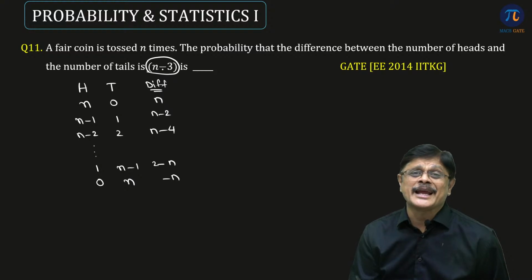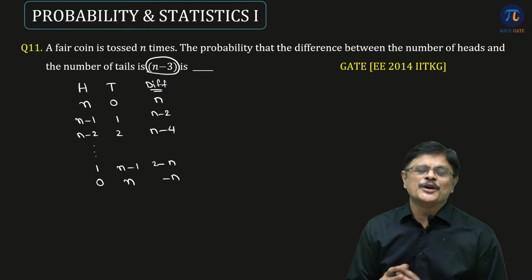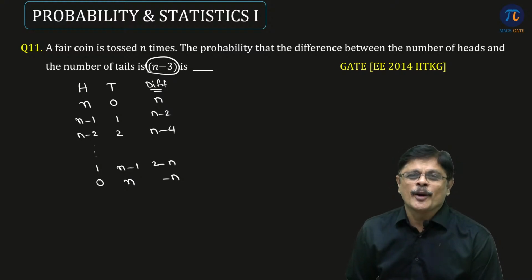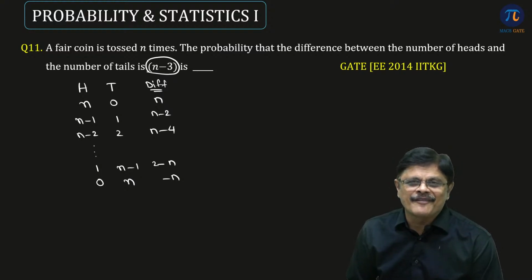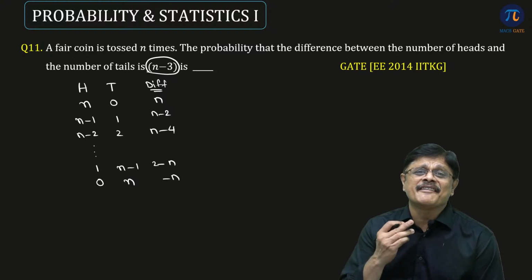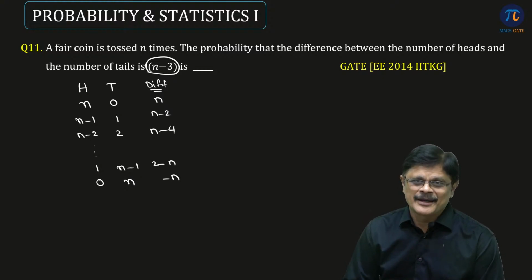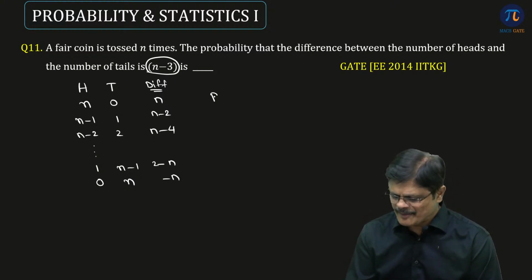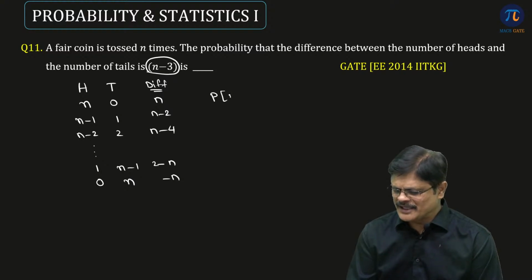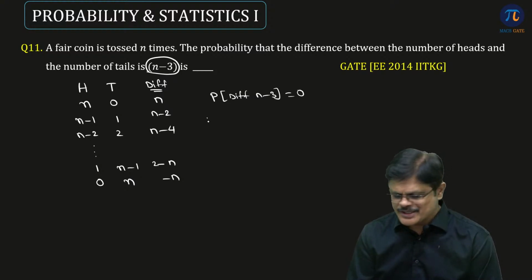So this is an impossible event. When you toss a coin n times, the probability of getting a difference between number of heads and number of tails of n minus 3 never arises. Am I clear? So what is the answer for this problem, my dear friends? What is the probability that the difference is n minus 3? It is 0, because it is an impossible event.